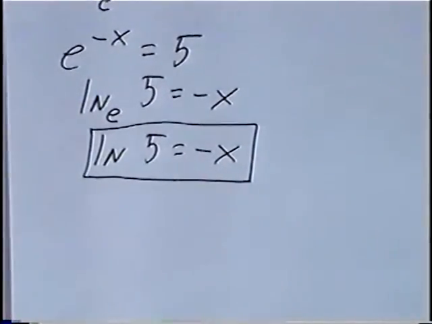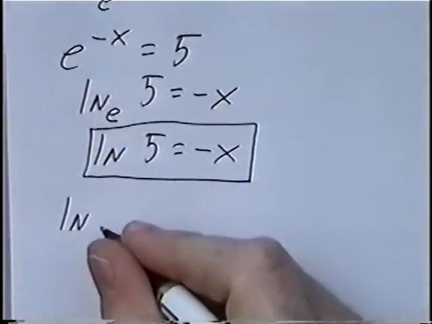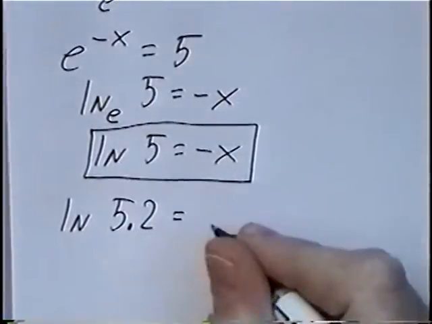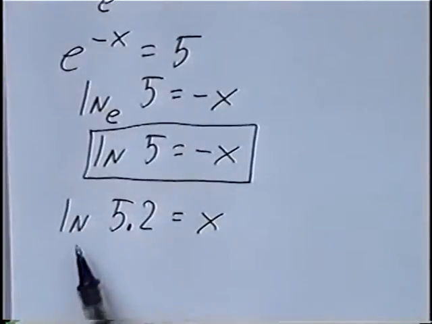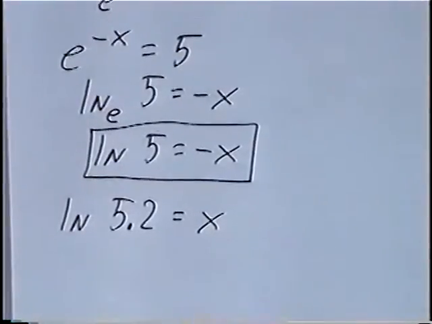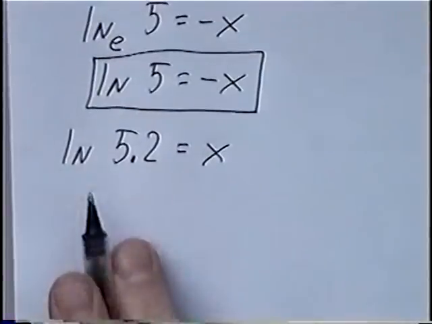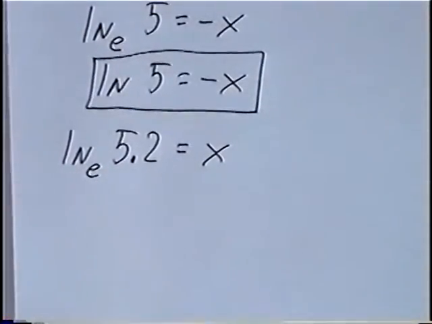Second question and last question for the section. We'll have ln, or natural log, of the decimal 5.2 equals x. Again, we can take this equation, which is in natural log form, and switch it into exponential form. To change natural log form into exponential form, we can add the base on here. And again, anytime you have a natural log, the base is always e.